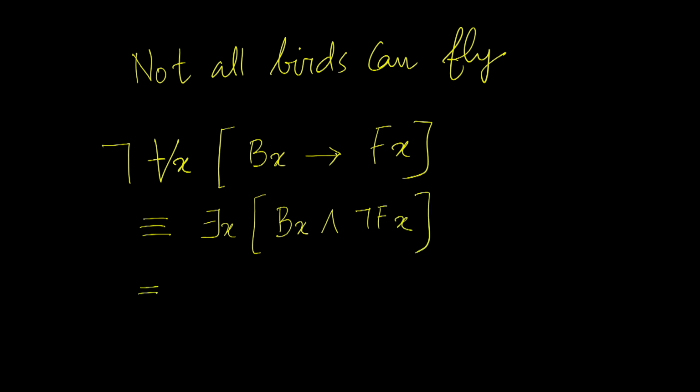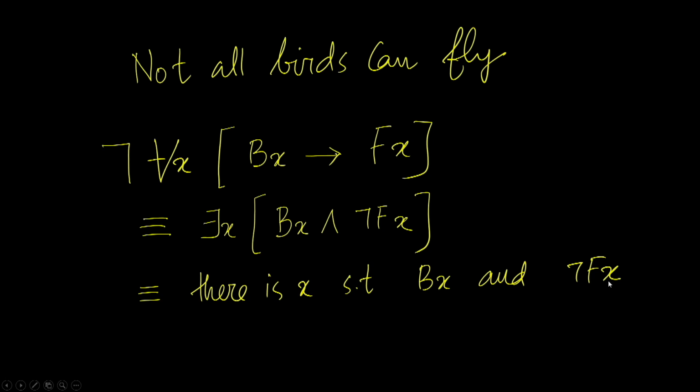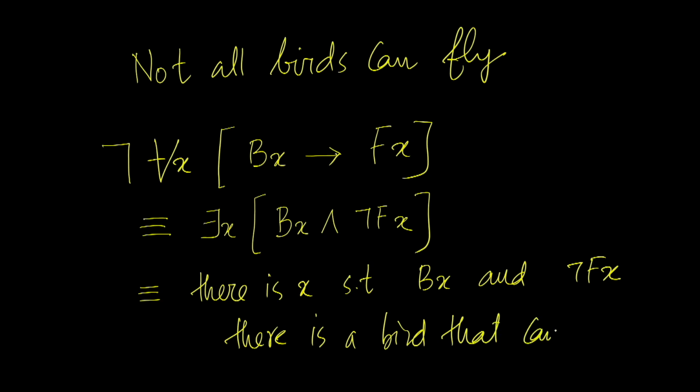What does this say? There is an x such that bird of x and not of F(x). In other words, there is a bird that cannot fly. You see that this is logically equivalent to our original statement, not all birds can fly.